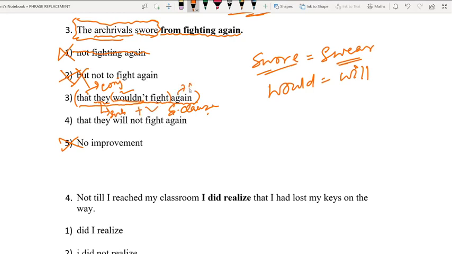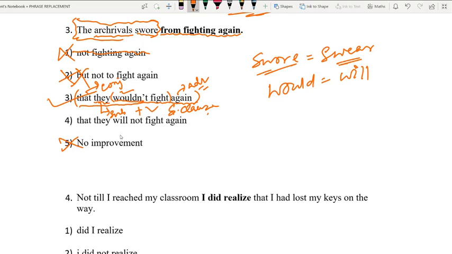Again, it functions as an adverb. So what did they do? They decided, their rivals swore, means they took a promise. They promised each other that they will never ever get into any kind of fight in future. Option number 3 is absolutely correct, and hence we may retain it.